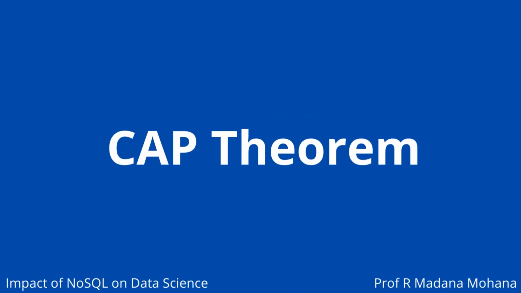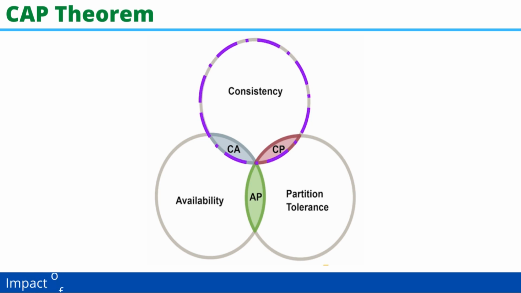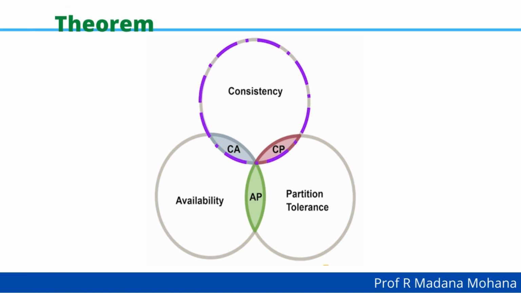According to the CAP theorem, there are three possibilities. The first one, consistency. The second one, availability. The third one, partition tolerance. Here in this diagram, you can see that at a time any two possibilities are allowed. Consistency and availability, CA. Consistency and partition tolerance, CP. Availability and partition tolerance, AP. So at a time, only two possibilities are possible. This situation is called the CAP theorem.